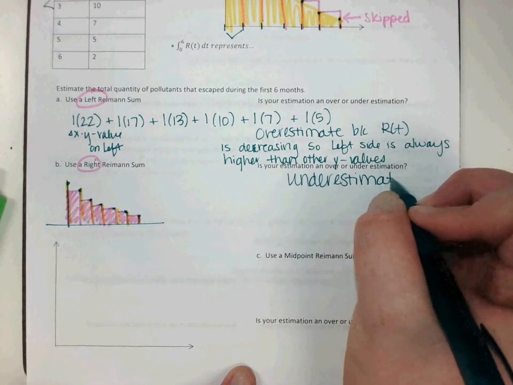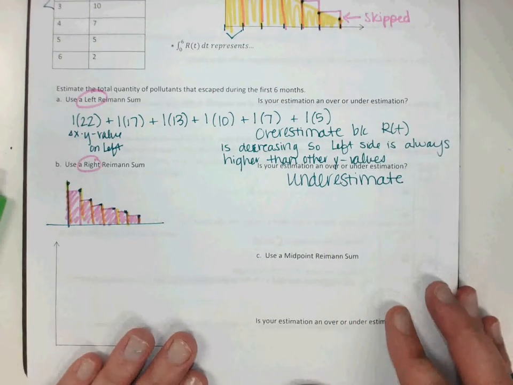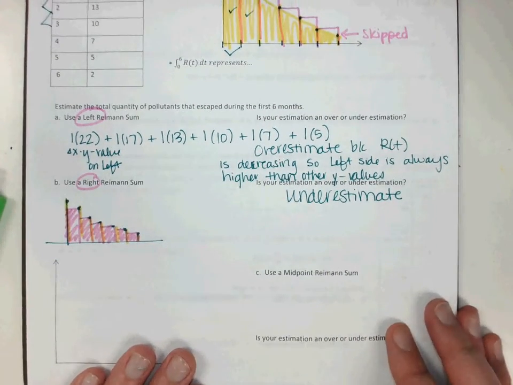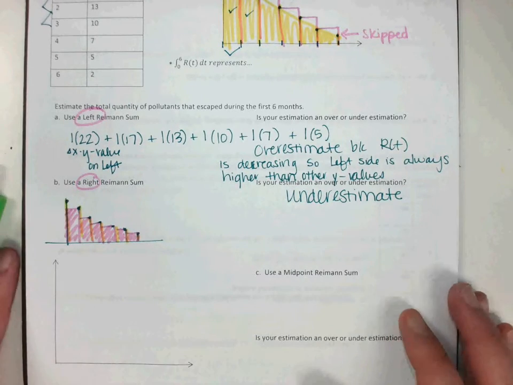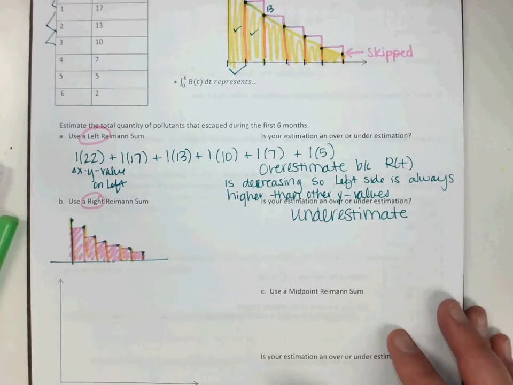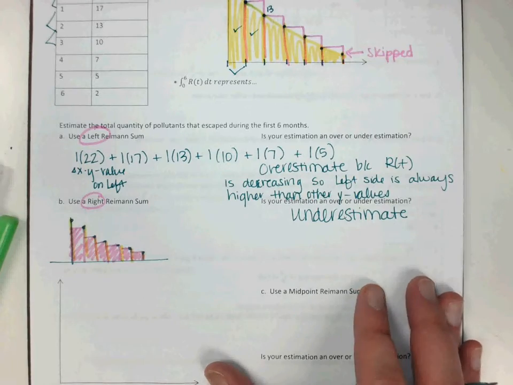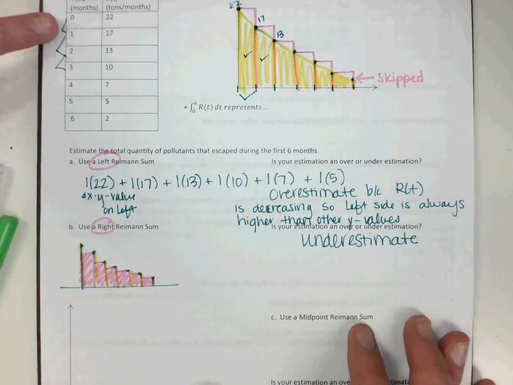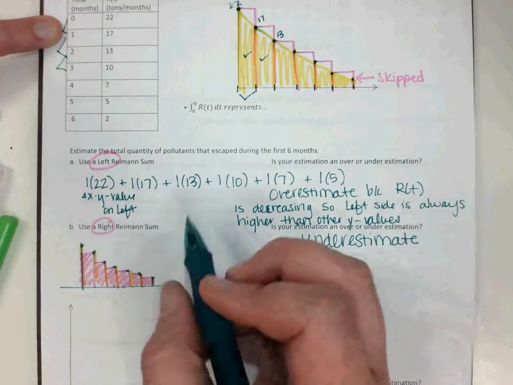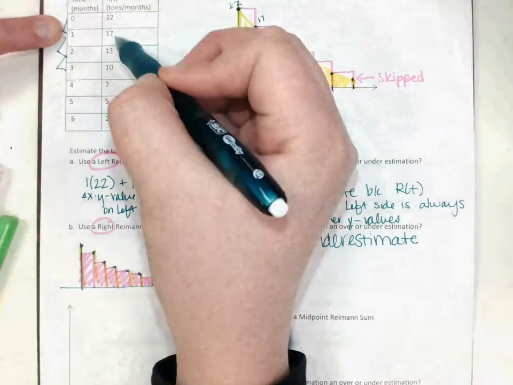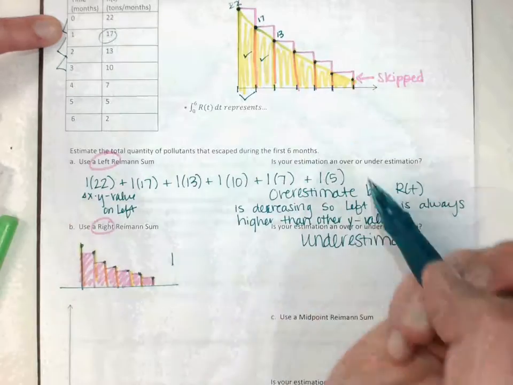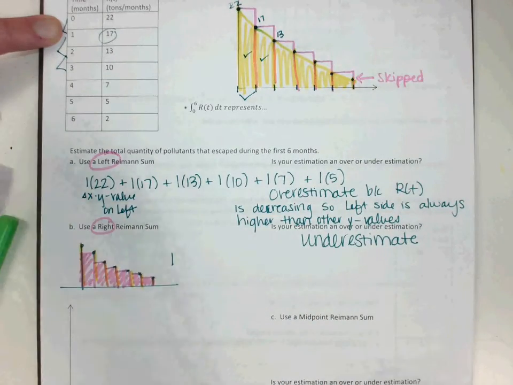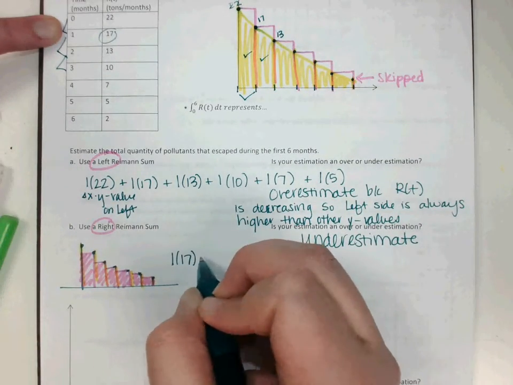Now, on the AP test, you would kill tons of time redrawing the pictures every time. So it's a little bit easier, I think, to just use the table. So this is what you're going to do. You've drawn the picture, you get the idea. From 0 to 1, how wide is it? 1. And then what's the right y value? Because 22 gets skipped. So 1 times 17 plus.